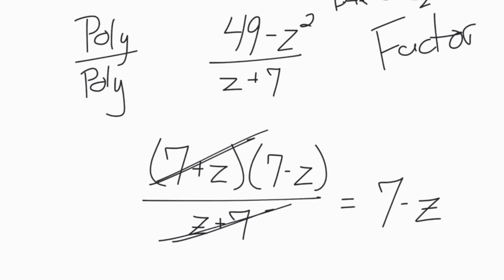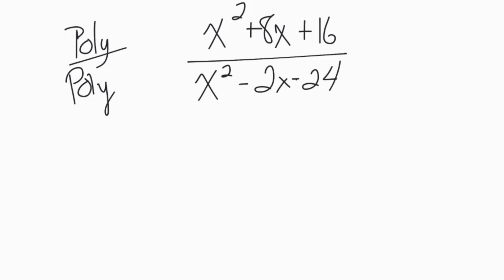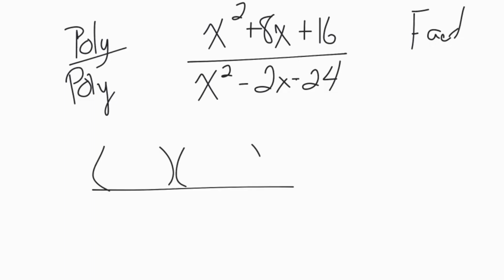Now it can get so much bigger. So let's have a poly over a poly. And this is where our factoring comes in, where we have to be good at this. x squared plus 8x plus 16 over x squared minus 2x minus 24. You have to factor both the top and the bottom. So what we want to get it down to is some factor here, some factor there, here, and here. So what multiplies to get 16 and adds to get 8?